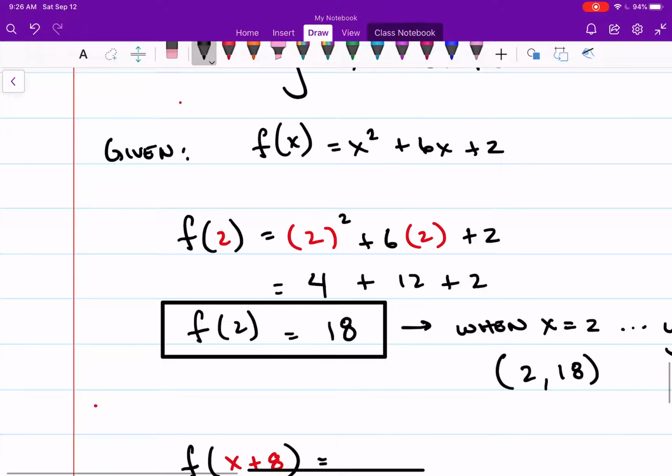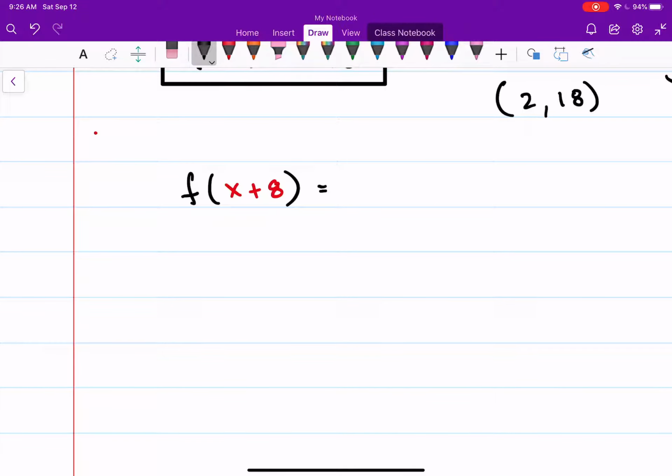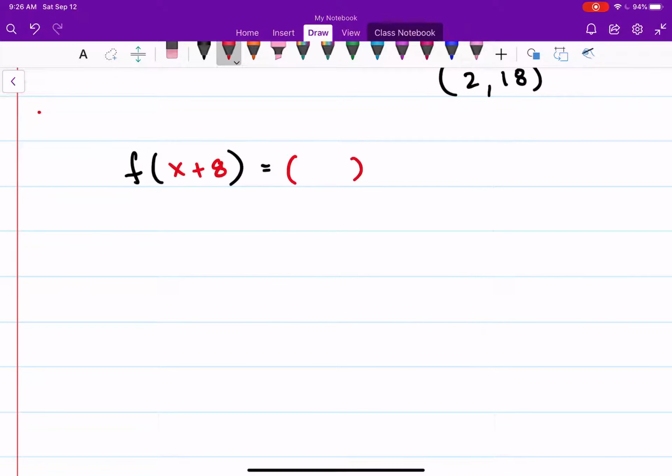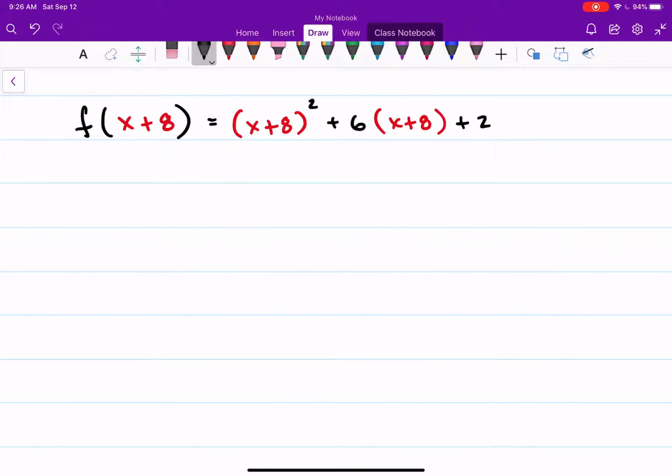All I did up here was replace the x with whatever's inside that parentheses, which is 2, right? So whatever x was, I replaced it with 2. So over here it just says whatever x is, I would replace with x plus 8. So again, I would go, okay, parentheses, squared, plus 6 times this parentheses, x plus 8, and then finish it off with plus 2. Well, the downside of this is that I do have to FOIL or double distribute this, and this one I have to distribute.